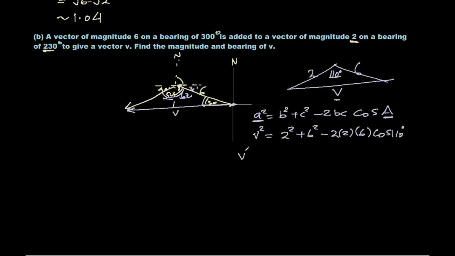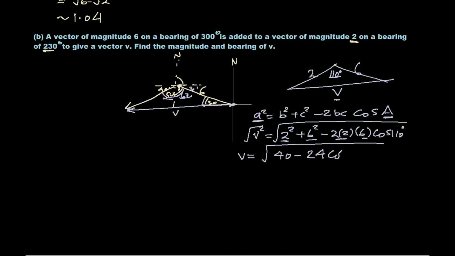Let's do it straight away. V will be square root, because we have to square root both sides to get V. So this will be 4, this will be 36, 40 minus 4 times 6 is 24 cos 110 degrees, which is 6.94. It is just a vector unit.